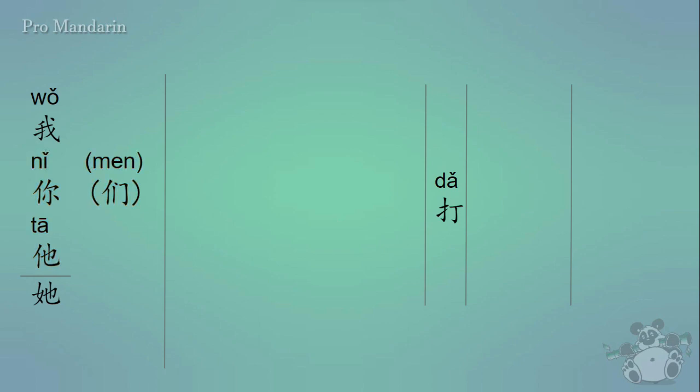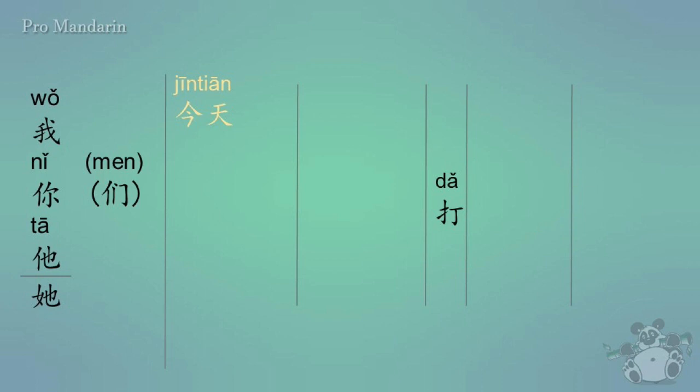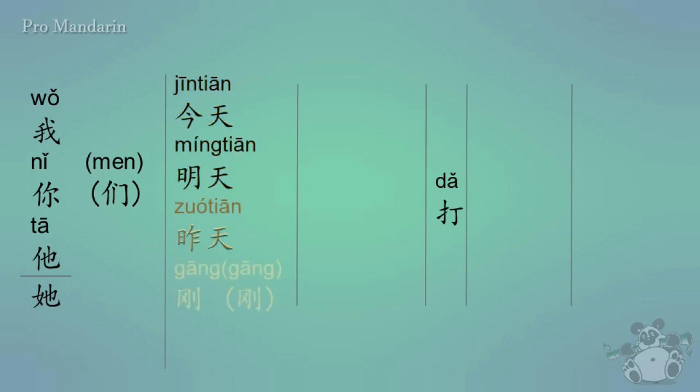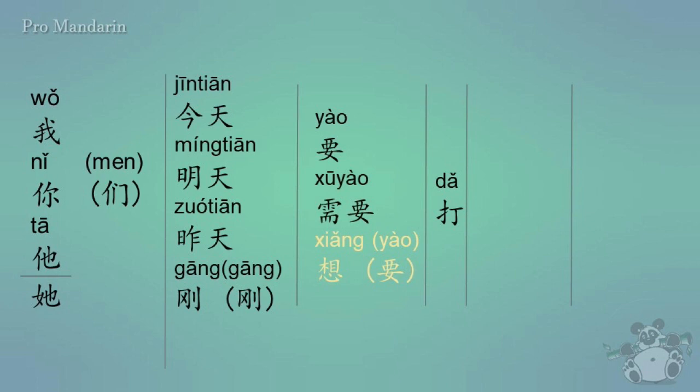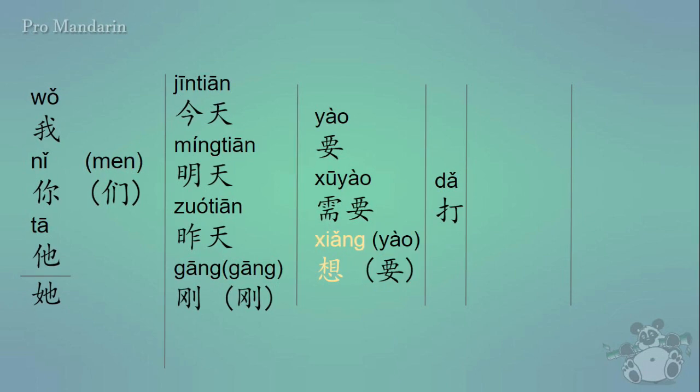All right, welcome back for those that skipped the pronoun section of this lesson. And then we're going to have some time frames here. 今天, which is today, 明天, tomorrow, 昨天, yesterday, and 刚 or 刚刚, which is just. And then we're going to have 要, which is wanna or gonna. And then we have 需要, which means need to. And then we have 想要, or just 想, which means would like to.